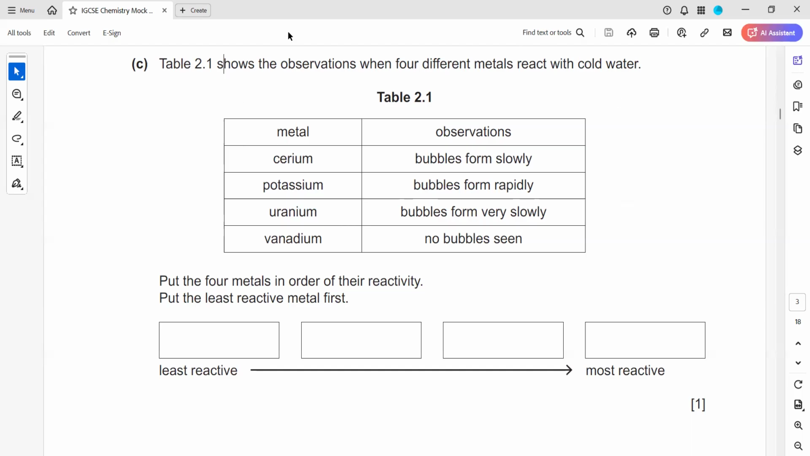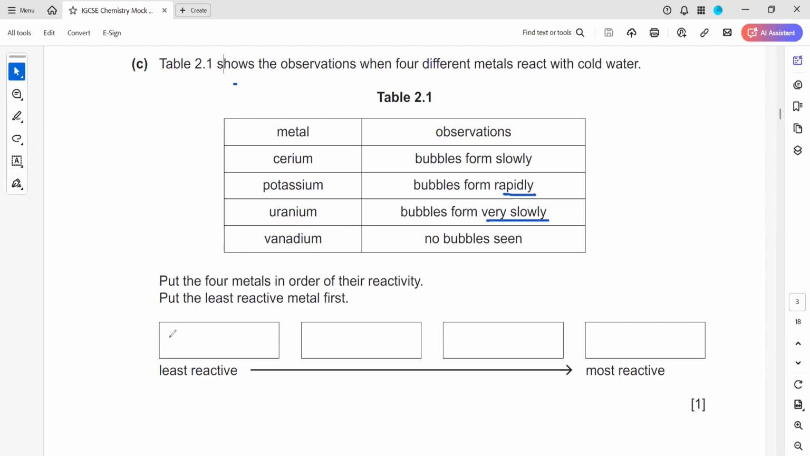Table 2.1 shows observations when 4 different metals react with cold water. Cerium forms bubbles very slowly. Potassium forms bubbles rapidly. Uranium is very slow, and vanadium does not react. We want to put these 4 metals in order of their reactivity, least reactive first.